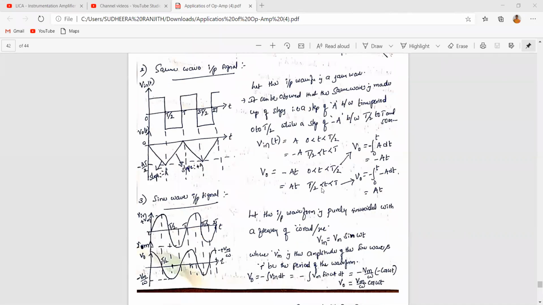So what is the output of integrator if the input is step signal? Ramp. What is the output of integrator if the input is sine wave? Cosine wave. Listen to the question. What is the output of integrator if the input is step signal? Ramp, sir. What is the output of integrator if the input is square wave? Triangular, sir. Right.